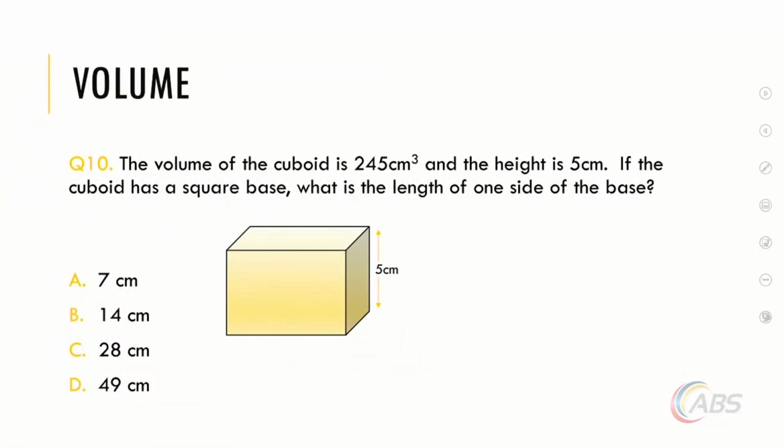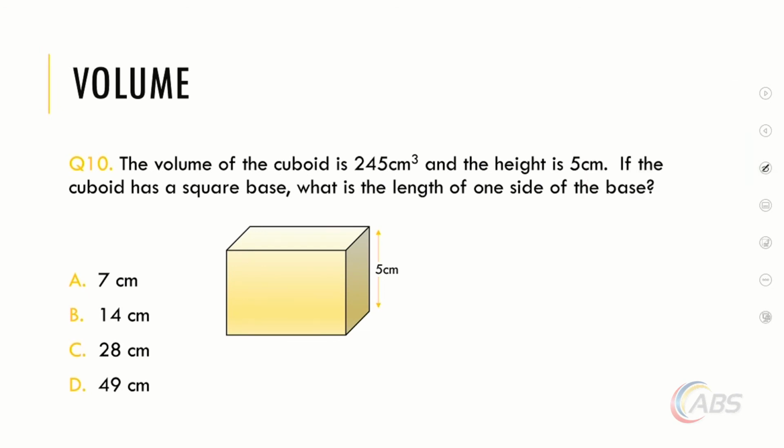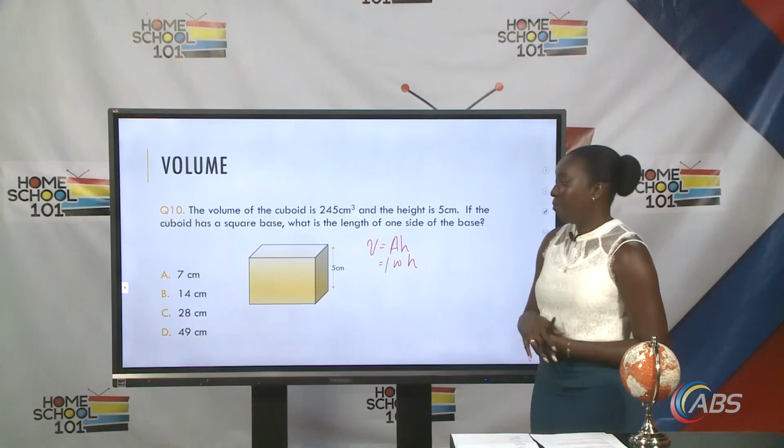So again, the volume formula to find the volume, it's always the area of the face times the height. All right, so in this case, again, the face is a square, and the area of a square is length times width. And now, because we're finding the volume, we have to multiply by the height.